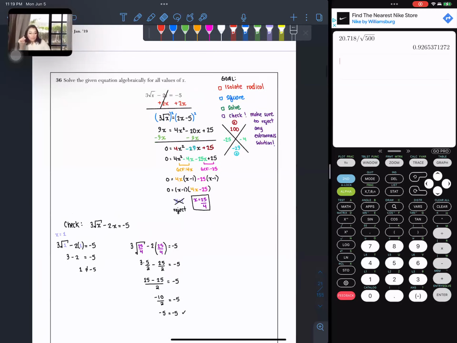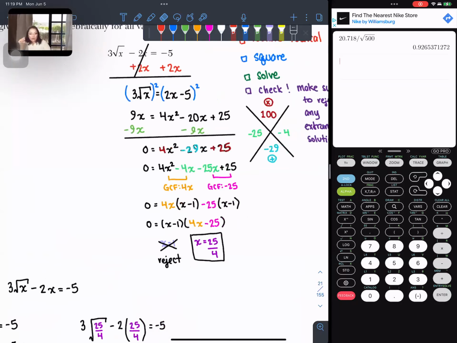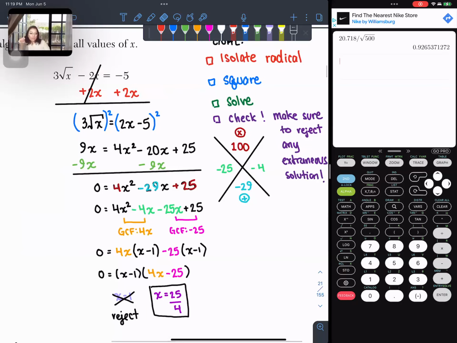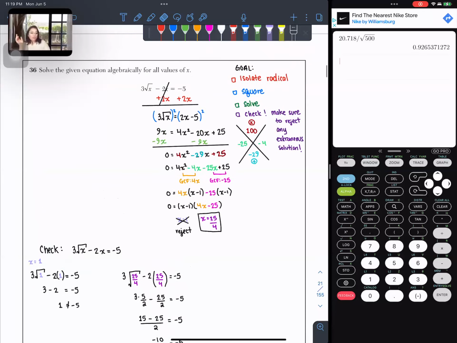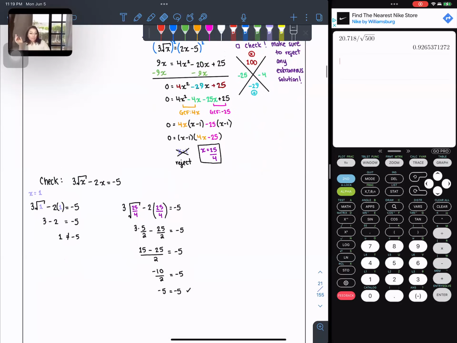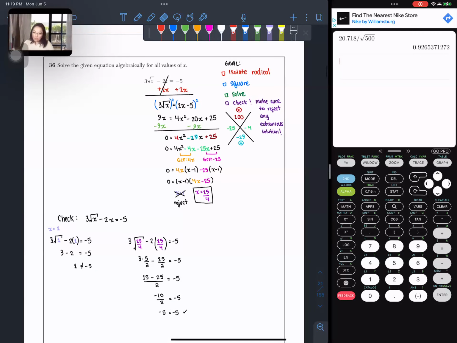36, isolate the radicals, square it, solve for x, set it equal to 0, factor by grouping. You get x equals -1 and x equals 25/4. Please make sure to check that your answer works. I would love for you to showcase your check, because I always did as a student. But of course you can definitely put it in your calculator.